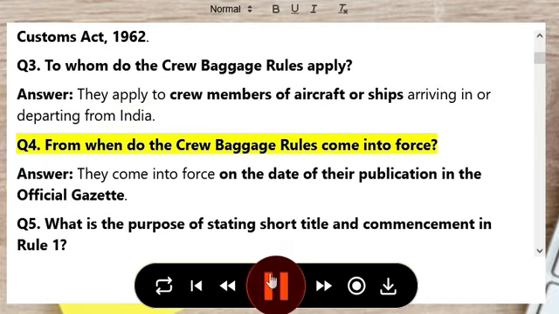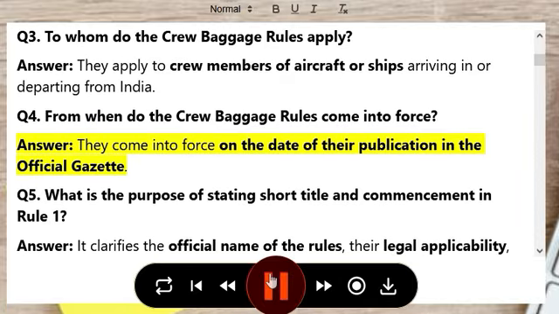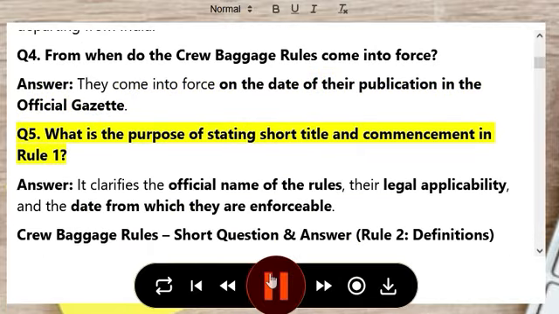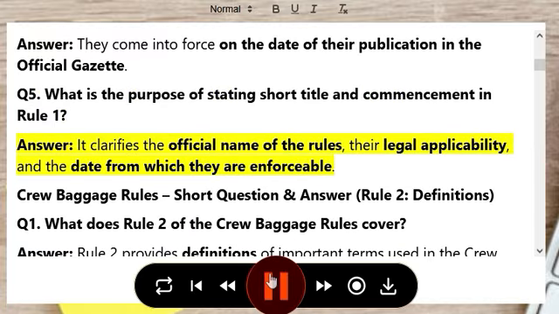Q4. From when do the crew baggage rules come into force? Answer. They come into force on the date of their publication in the Official Gazette. Q5. What is the purpose of stating short title and commencement in Rule 1? Answer. It clarifies the official name of the rules, their legal applicability, and the date from which they are enforceable.